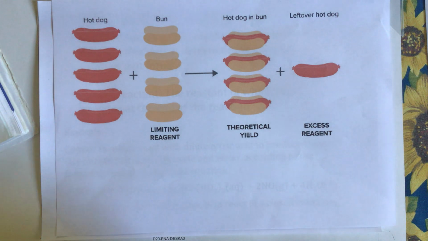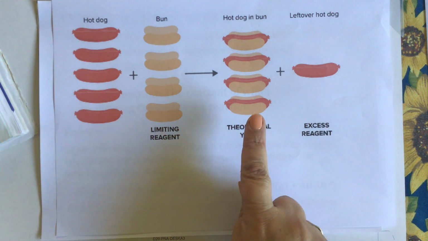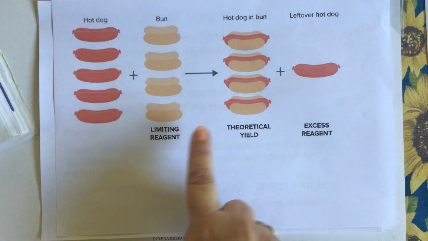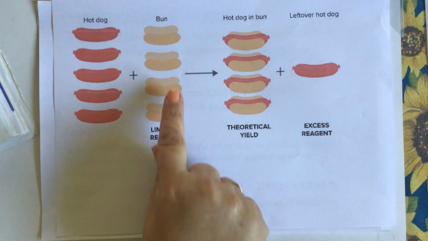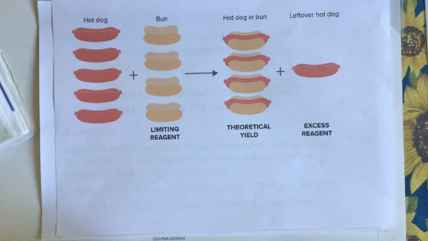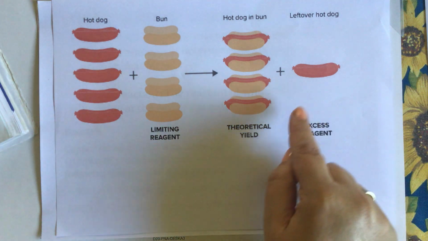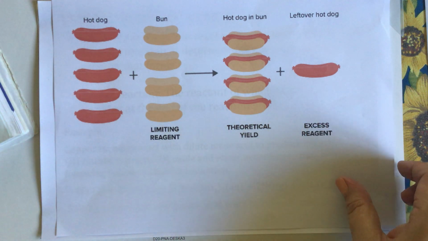We have 5 Viennas, we have 4 buns, so how many hot dogs can we produce? We can only produce 4. So which one of these two is limiting the reaction? Obviously my buns. I can only make 4 because there's only 4 buns. This is known as my limiting reagent, and this one is my excess reagent.